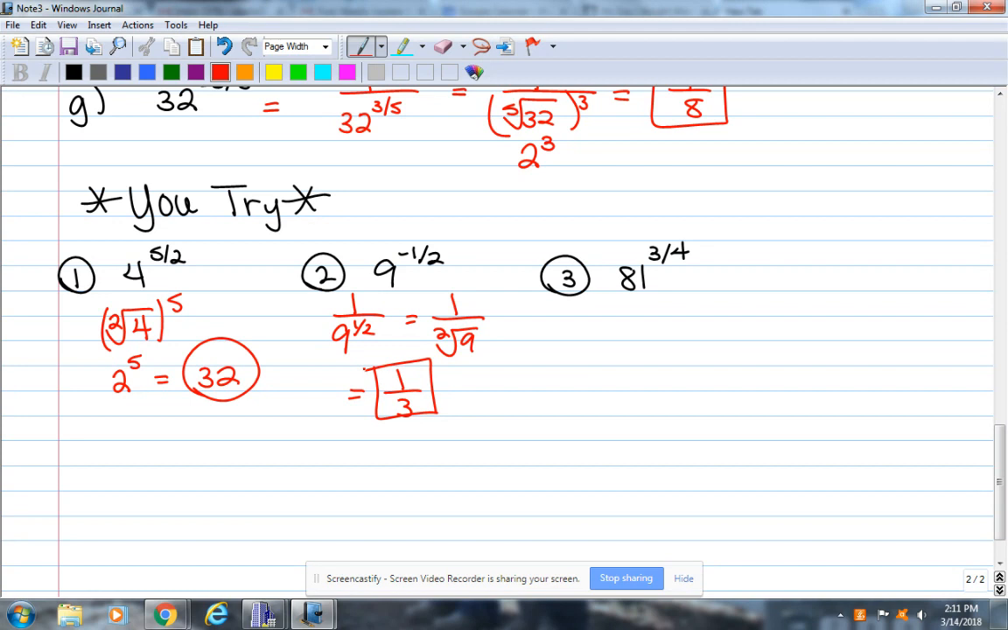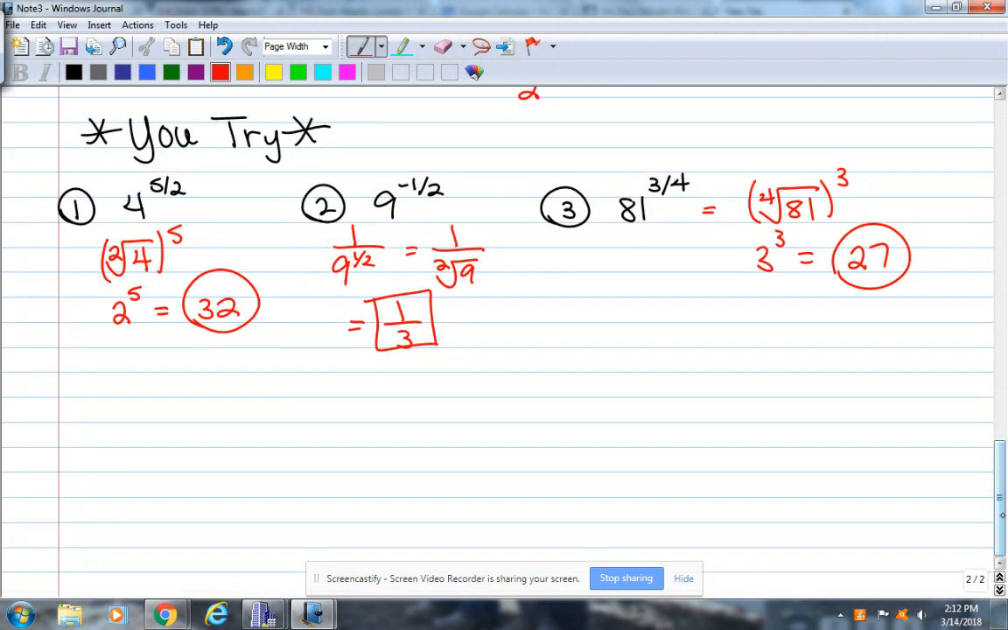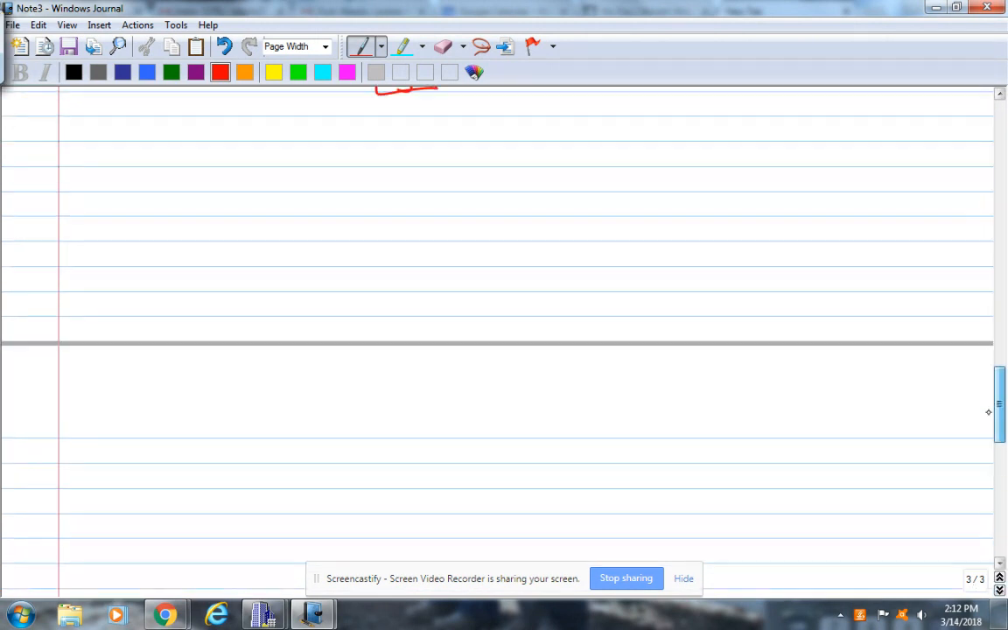Number 3, how do we set that one up as a radical? Fourth root of 81 all raised to the 3rd power. So what is the 4th root of 81? 3. So then it's 3 to the 3rd power. What's 3 to the 3rd power? 27. Raise your hand if you got 27 for number 3. Do y'all understand how this is set up? Denominator, index, numerator is what you do to everything. Okay. So now I'm going to show you how to do it with your calculator. I'm going to get another page of notes.